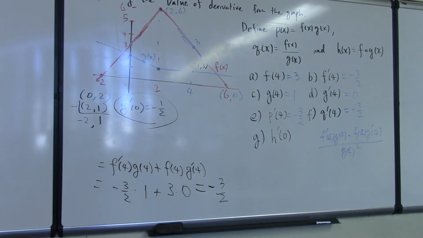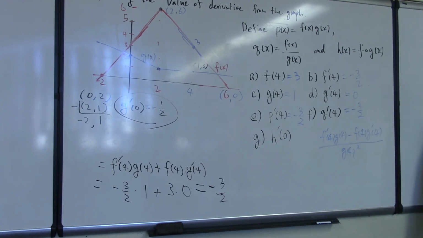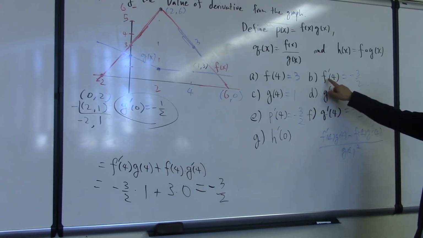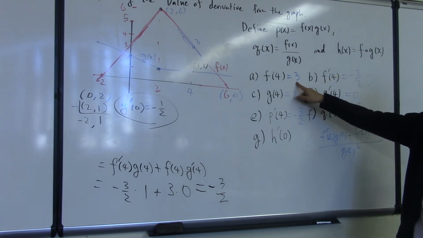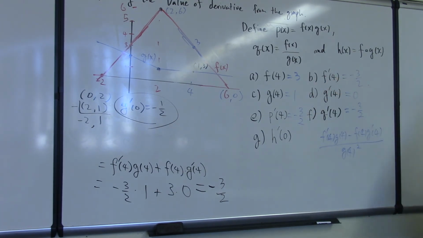Yes, you have a question? For B, f prime of 4, what? I thought anything prime with a constant was 0. Oh, yeah, okay. So the question is, f of 4 is 3, so isn't f prime of 4 0? Okay?